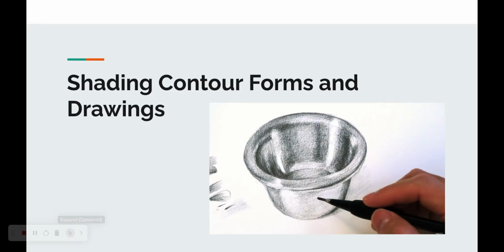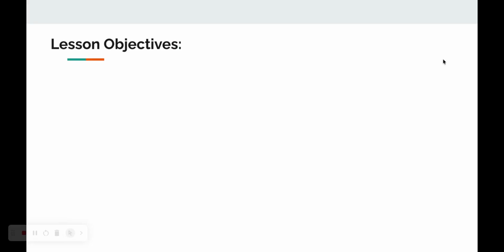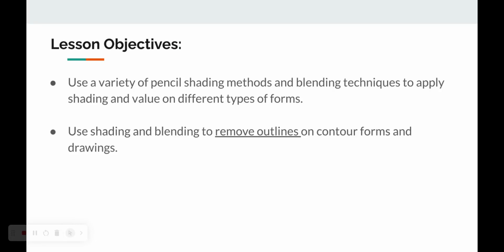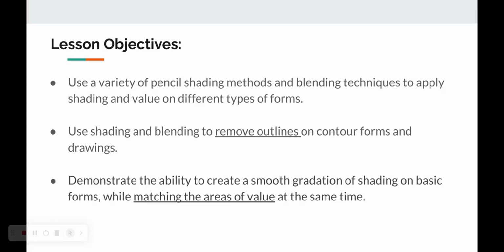In this lesson, we're going to focus on the concept of shading contour forms and drawings. The lesson objectives are to use a variety of pencil shading methods and blending techniques to apply shading and value on different types of forms. We're using shading and blending to remove outlines on contour forms and drawings, and to demonstrate the ability to create a smooth gradation of shading on basic forms while matching the areas of value at the same time.